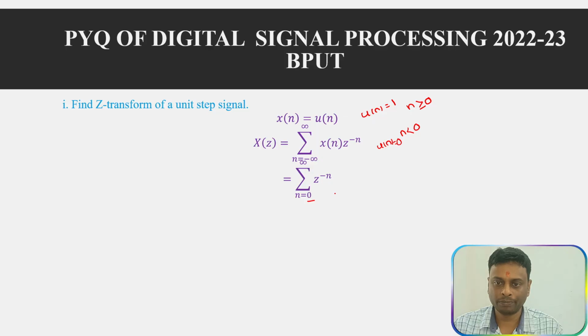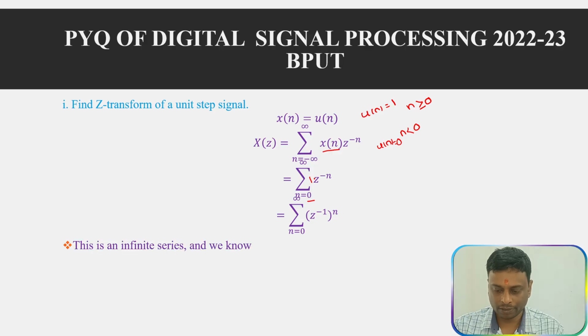So there is no need to write minus infinity to 0 or anything like that. The sum is from 0 to infinity of x of n, z to the power minus n, where x of n equals 1. So it is 1 into z to the power minus n, which is z to the power minus 1, all to the power n. Basically there is a formula for this, because it is an infinite series.